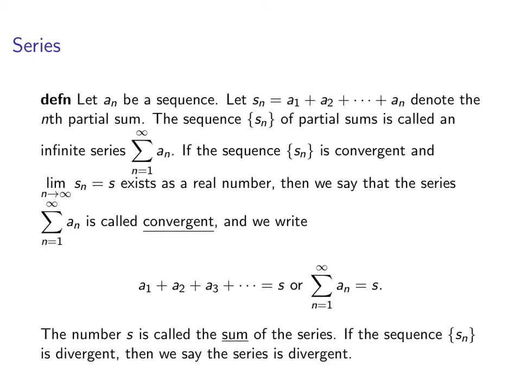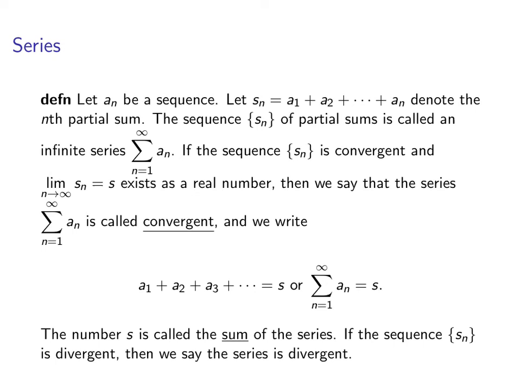So that leads us to this definition, and this is essentially summarizing everything that we've talked about. So we start with a sequence a sub n, and then we create a new sequence of partial sums. This sequence of partial sums is what we mean by an infinite series.